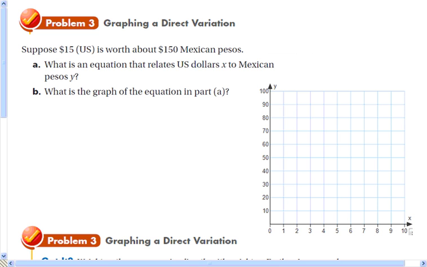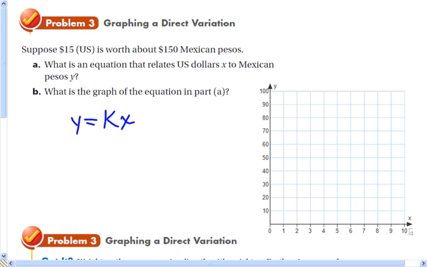All right, graphing a direct variation. Suppose $15 US is worth about 150 Mexican pesos. What is an equation that relates US dollars x to Mexican pesos y? All right, so let's set up an equation here as a direct variation.